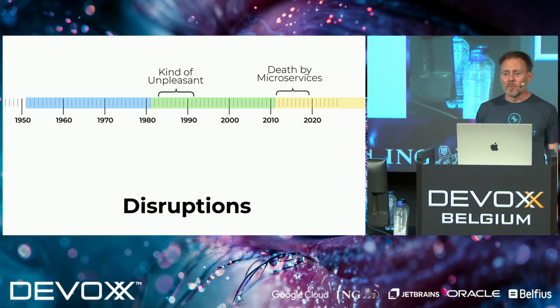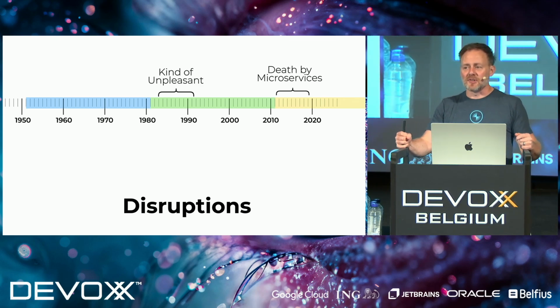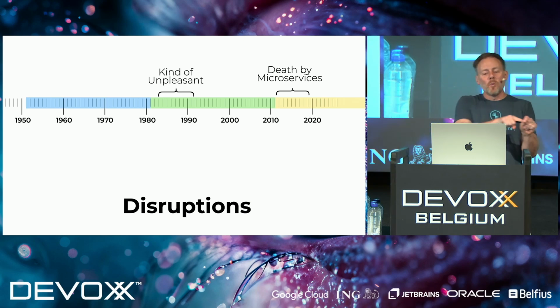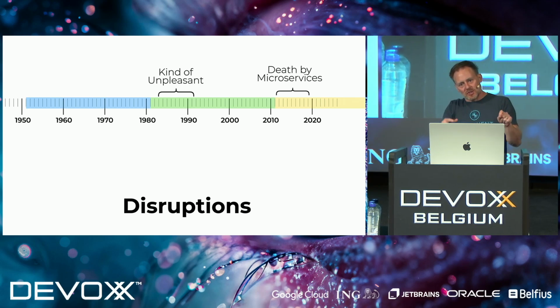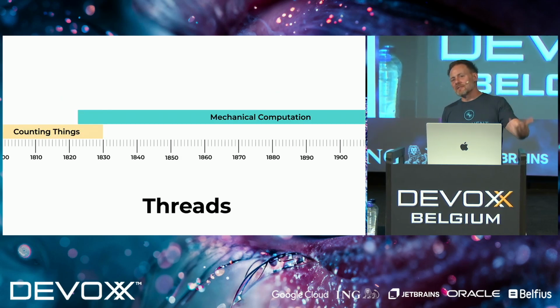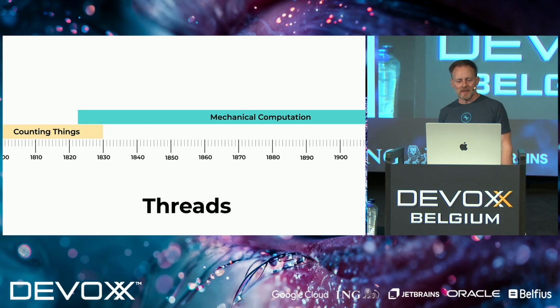And when we're first getting started with microservices, it was a good way to die. I mean, it's not anymore. We kind of know how to do it, but it wasn't at first. So when we see these transitions, it's a little unpleasant for a little while.